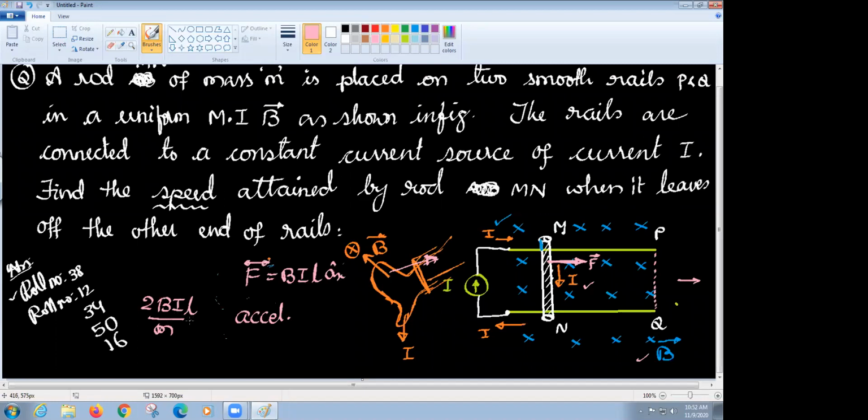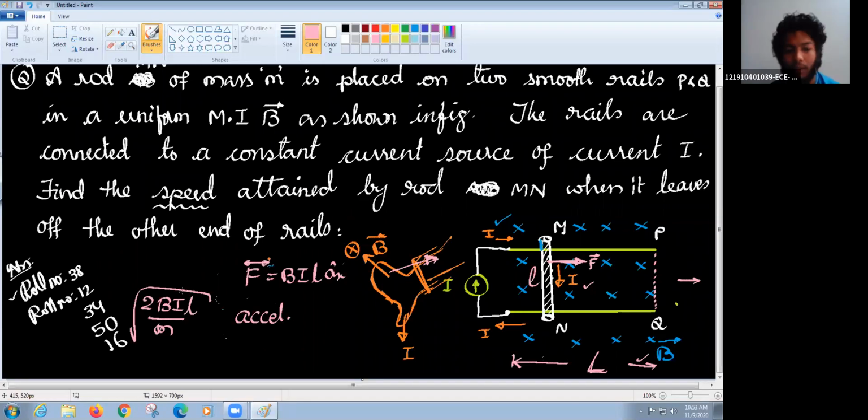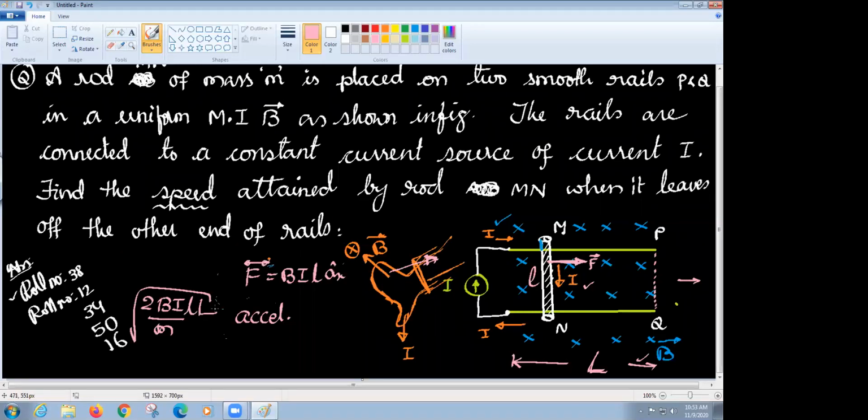Great, but only this L or do you have anything else? I did not give any length of the rails in the question. Also, you have to take the length of the rails into consideration. Okay, we are taking this one as small l, and take the length of the rails as some capital L. Yes, you must get this one also.